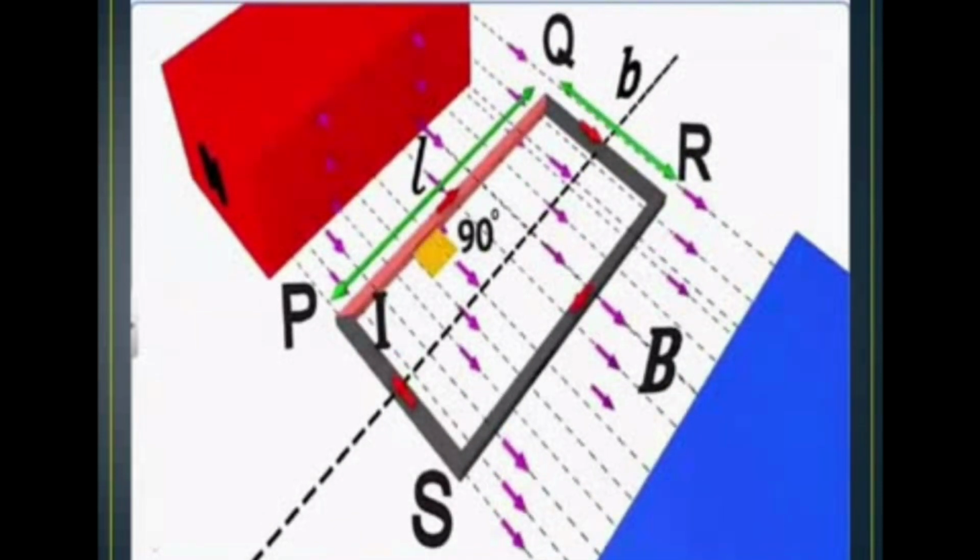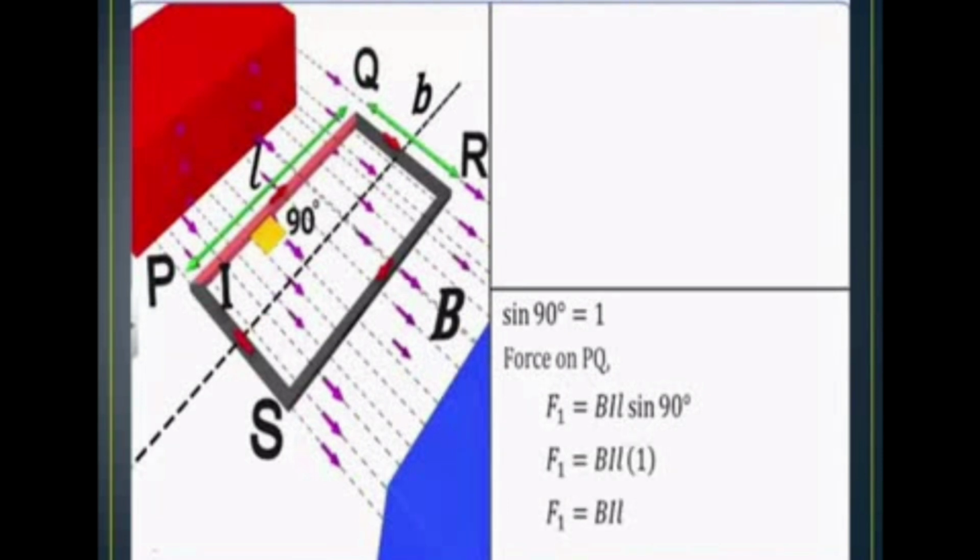So see that the length of the conductor PQ makes 90 degree. That is the angle between the conductor and the magnetic field. So sin 90 equal to 1. We know the formula for the force on a conductor PQ: F equal to BIL sin theta. So here sin theta equal to sin 90 degree. So F1 equal to BIL because sin theta becomes 1. That is the force experienced by the conductor PQ. According to Fleming's left hand rule, the force acts in the downward direction. See that the thumb indicates the downward direction. So we can take this as equation 1.